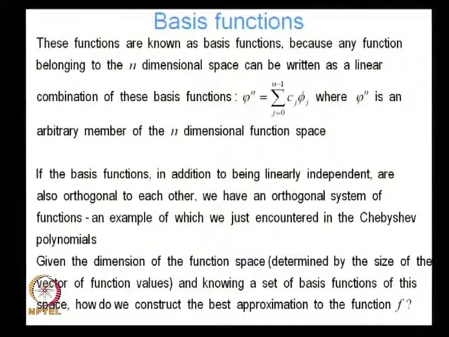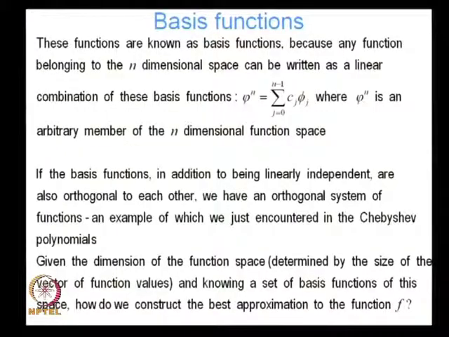If the basis functions, in addition to being linearly independent, are also orthogonal to each other, we have an orthogonal system of functions, like the Chebyshev polynomials. They represent an orthogonal series of functions. So, the dimension of the function space is determined by the size of the vector of function values. My vector of function values has a certain size, I evaluate the function at all the grid points, I get a vector, and that vector has a certain size that gives me the dimension of the function space.